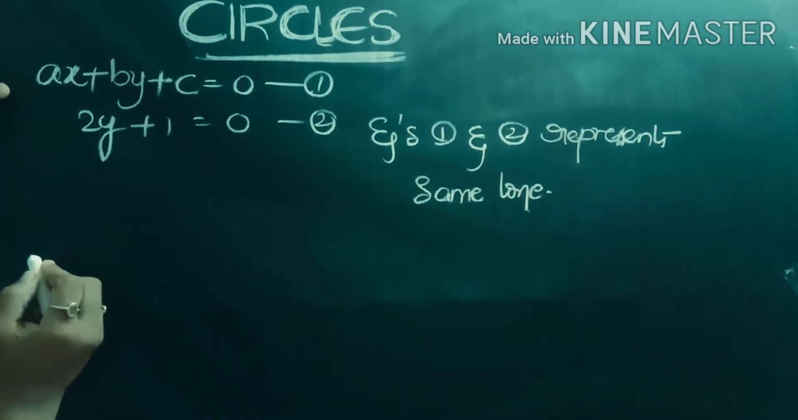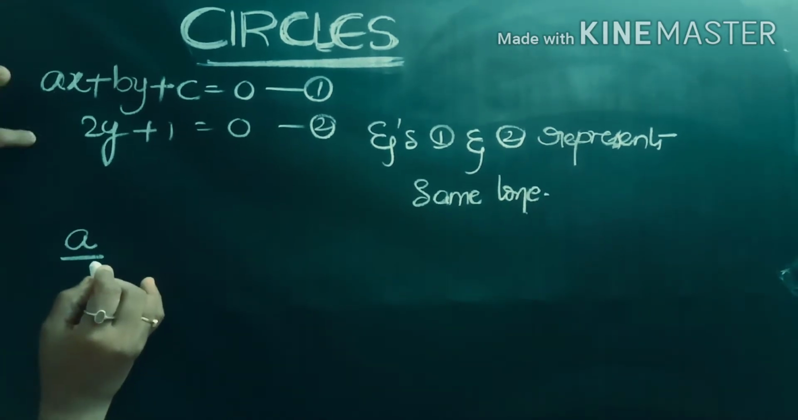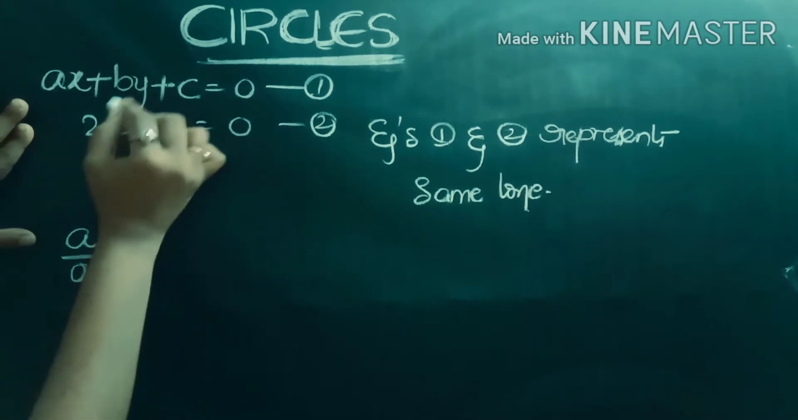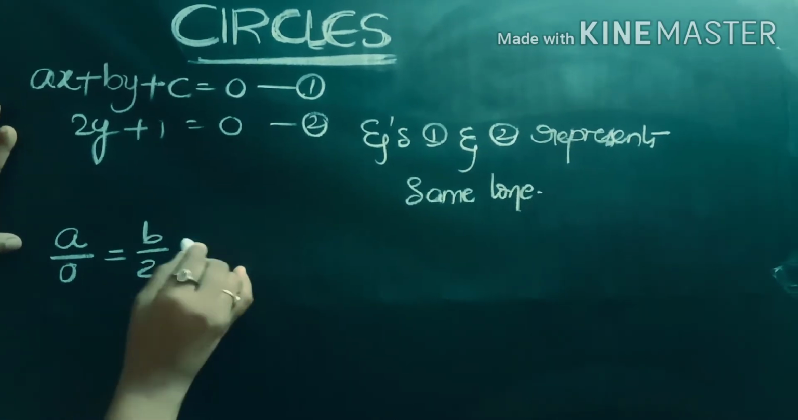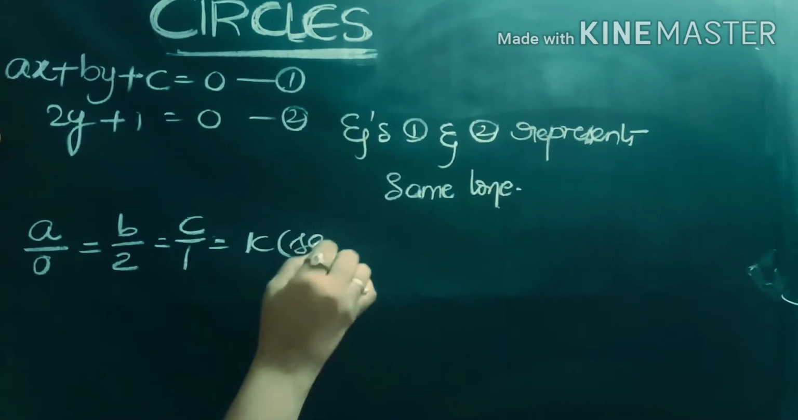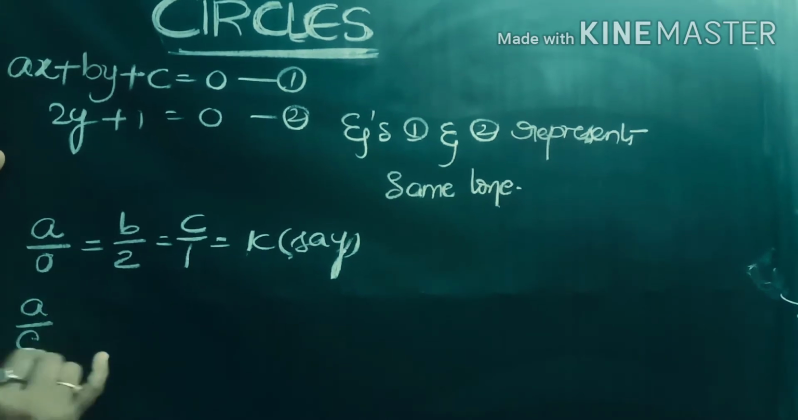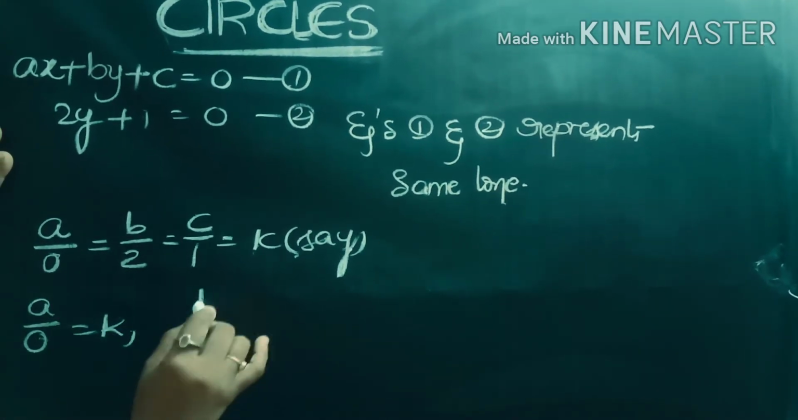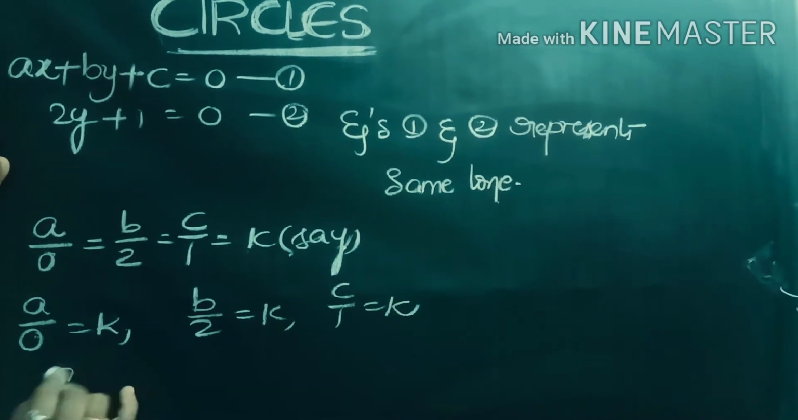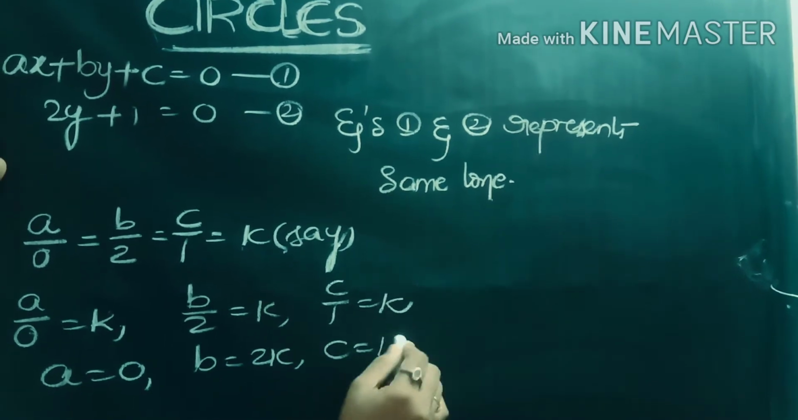Take the ratio of the coefficients, that is x coefficient by x coefficient: a by the x coefficient. There is no x term in the second equation, so that value is 0. Equal to y coefficient by y coefficient, b by 2, equal to constant by constant, c by 1, and we take this value equal to k. Now equating each value to k: a by 0 is equal to k, b by 2 is equal to k, and c by 1 is equal to k. That is a is equal to 0, b is equal to 2k, and c is equal to k.